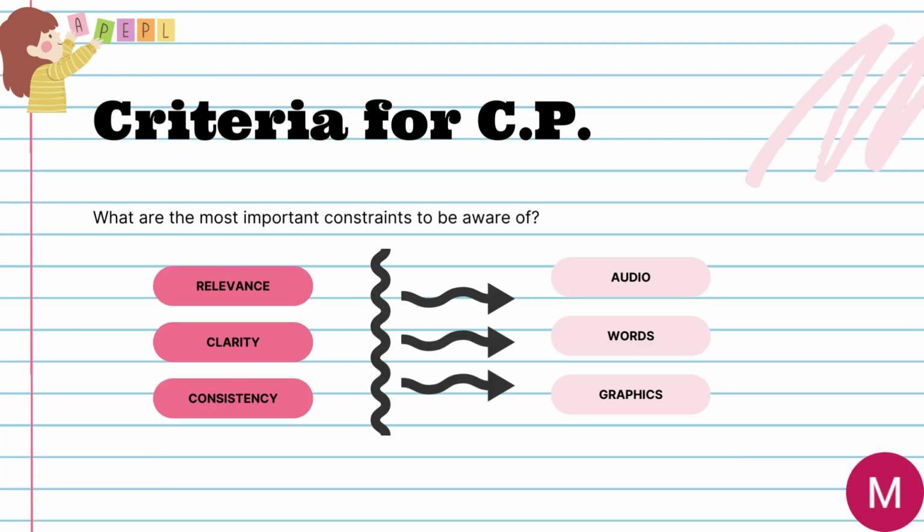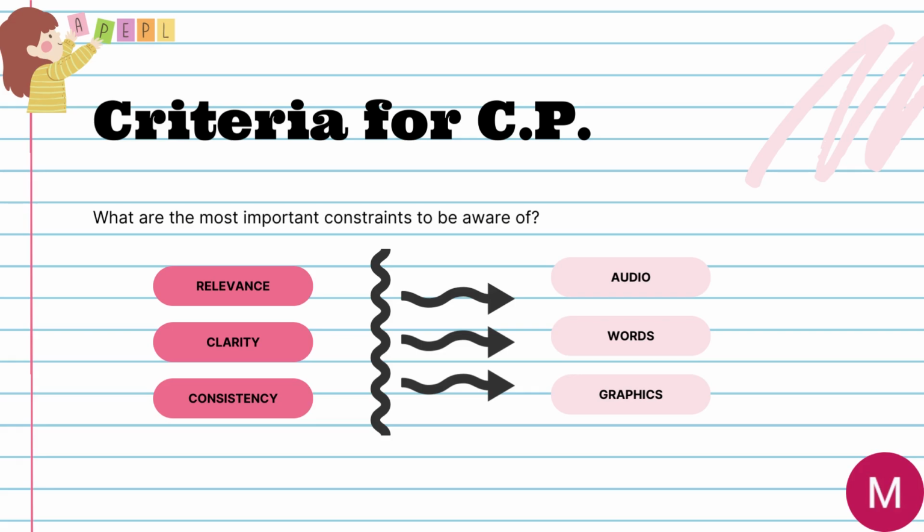There are a couple things you need to be aware of when using the coherence principle in your instruction. You need to make sure that it is relevant, it is clear, and it is consistent. And this applies to when you're using audio, words, and graphics. We always prefer audio, spoken word, over text, simplifying the text, and getting more descriptive in your audio. And any graphics are only there to support your instructional goal and nothing too extra.